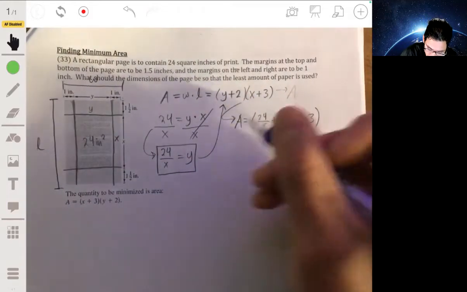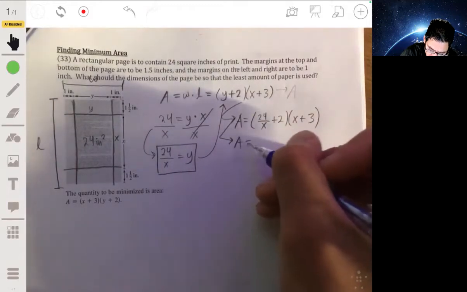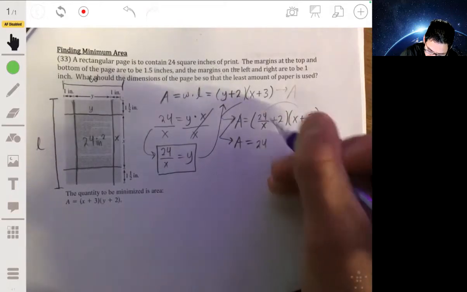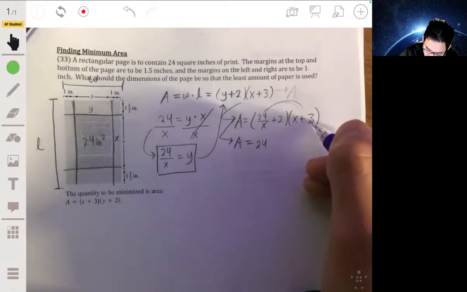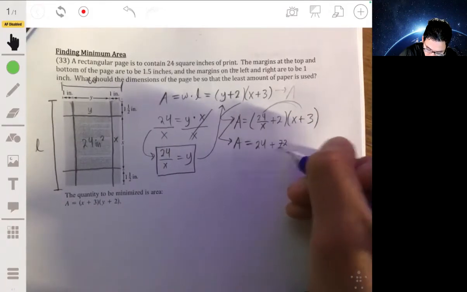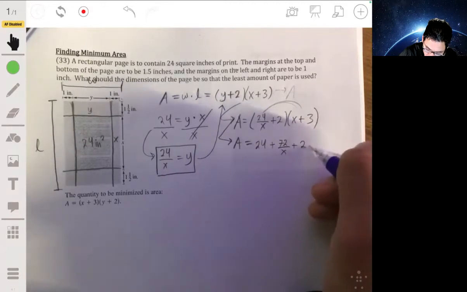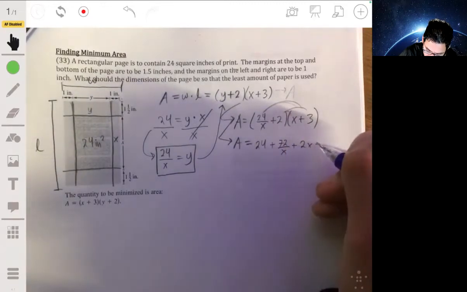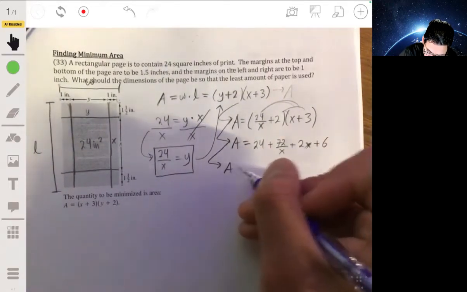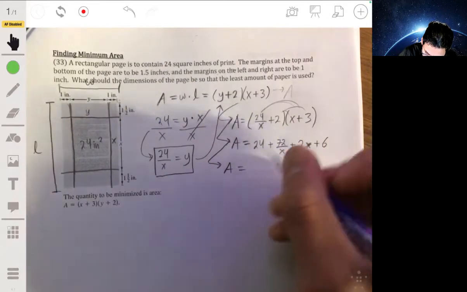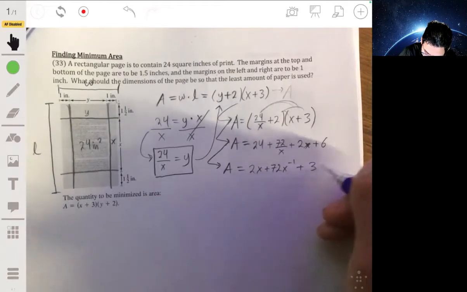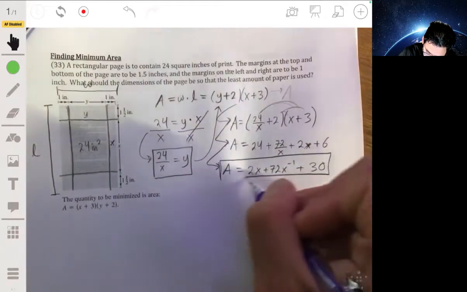So let's first clean this up or make this a little neater to work with. Distributing, 24 over x times x is just 24. 24 over x times 3 gives plus 72 over x, plus 2x plus 6. And I could just rewrite this as 2x plus 72x to the negative 1 plus 30. Here's my equation for area.